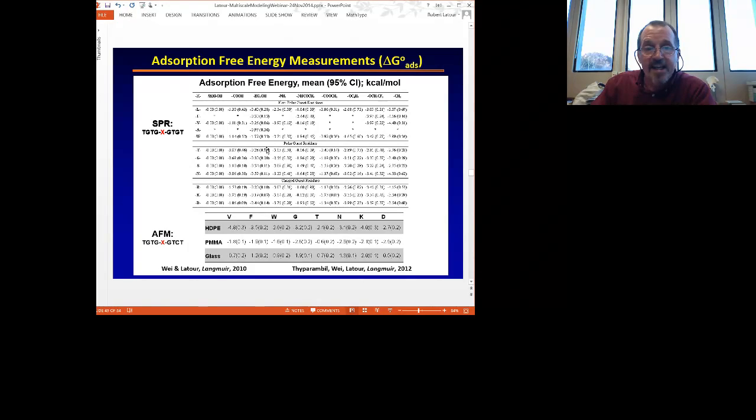And this now provides the data set for us to compare with for our simulations to see if the force field used during the simulations is providing us with reasonable results. And from our AFM, we also then show the values for our polyethylene, polymethyl methacrylate, and our glass. So now we have our experimental data set that tells us how these peptides are supposed to be adsorbing on our surfaces. And now we can go to the simulations to see how that compares.